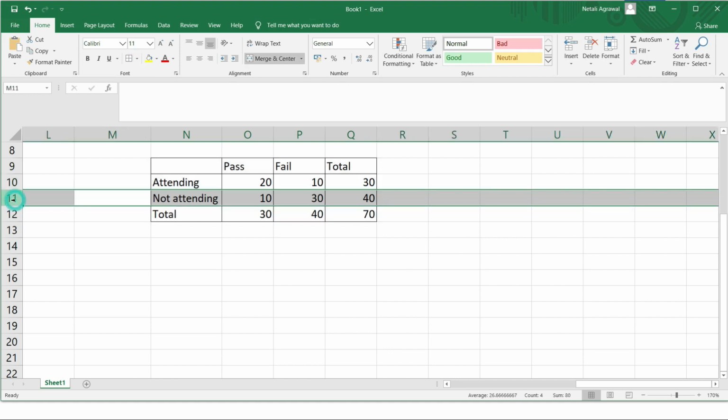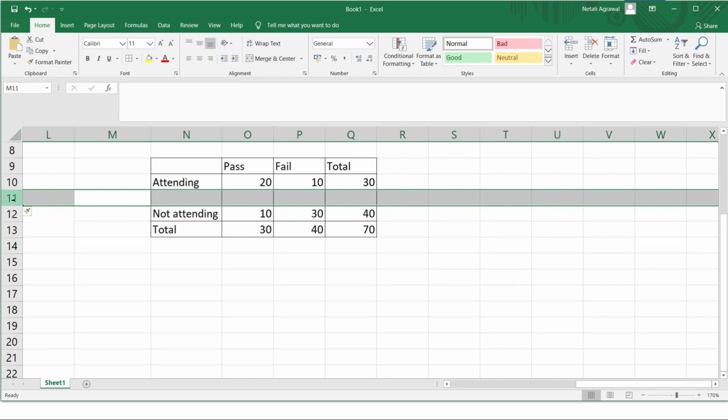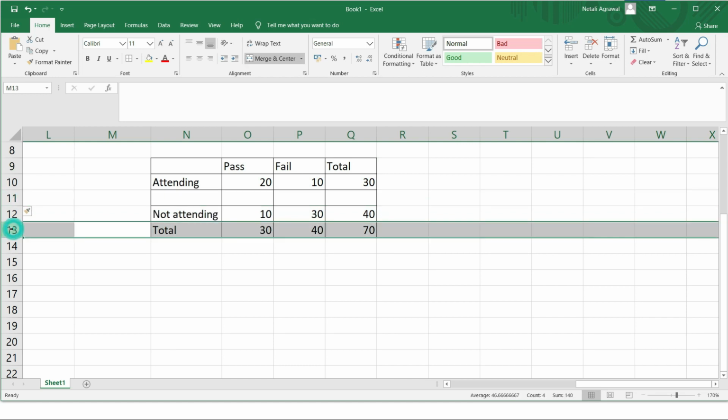Now what we want to see over here is, let me create one more row. We will do it in a while.